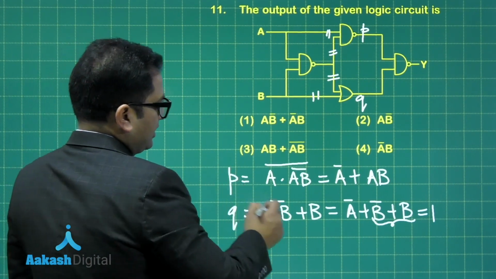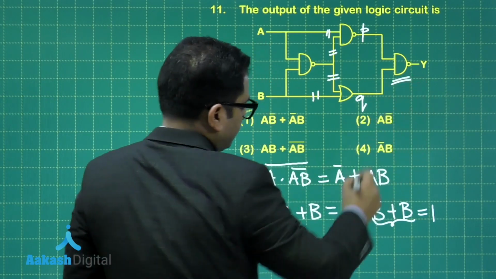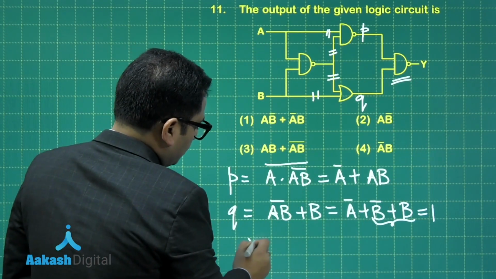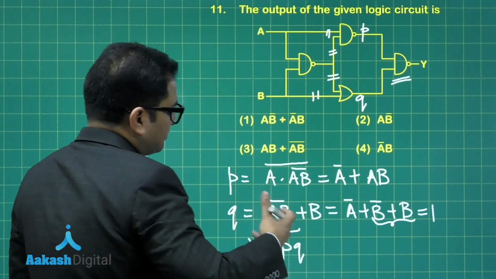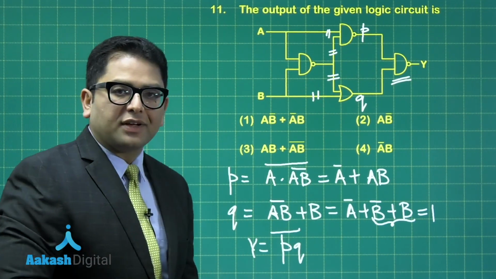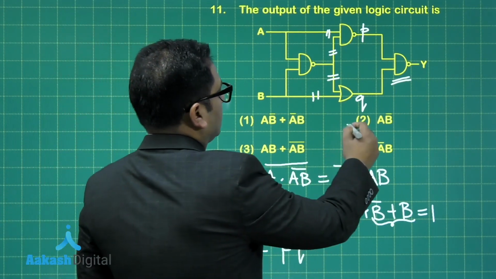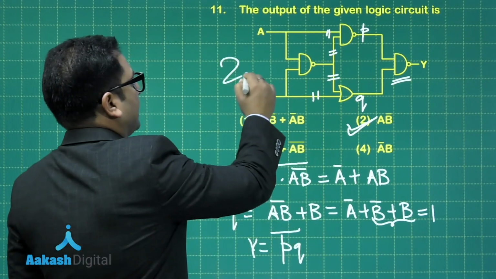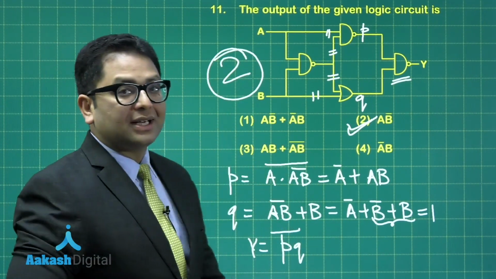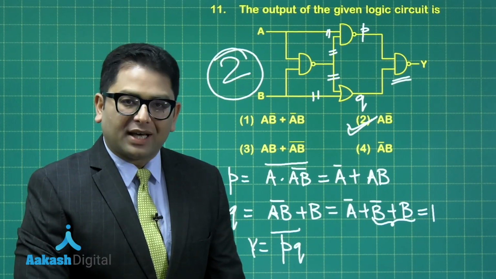So there is P, there is Q, and P and Q are NANDed. So ultimately the output Y would be the NAND of P and Q, and with a simple calculation, eventually this will be AB bar, leading to this as the correct option. So question number 11 has the second option as the correct option. Let's move to question number 12.